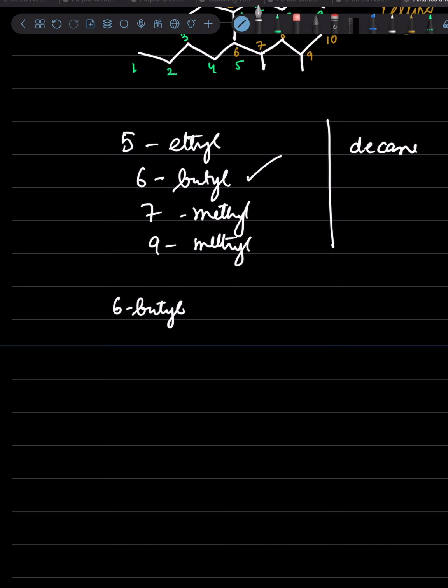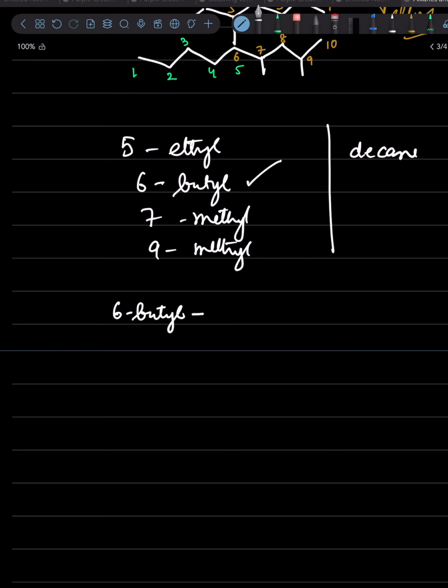6-butyl. Then next is ethyl, 5-ethyl. Then 7,9-dimethyl decane. This is how you name it.